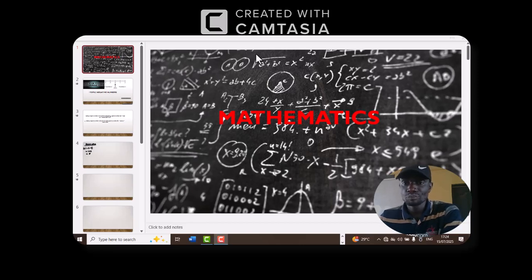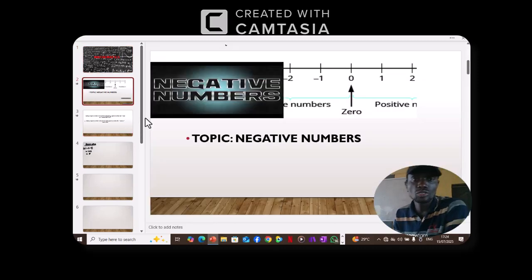So today we are still on calculation. The topic we are going to consider under calculation is negative numbers. We are going to look at addition and subtraction of negative numbers, and possibly, if time permits, we look at the multiplication and division of negative numbers. So let's start with addition and subtraction.